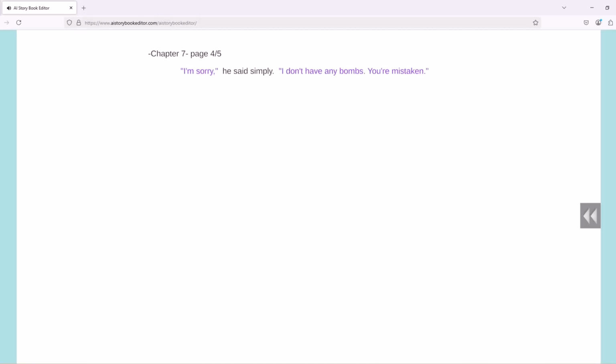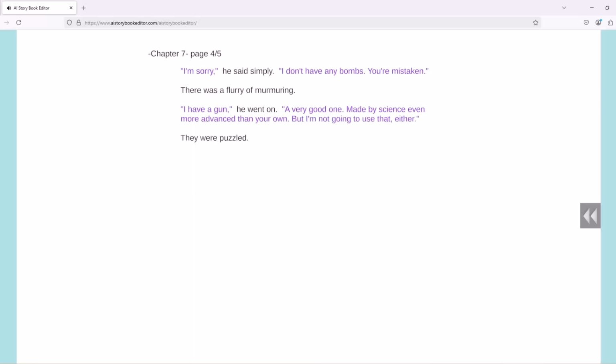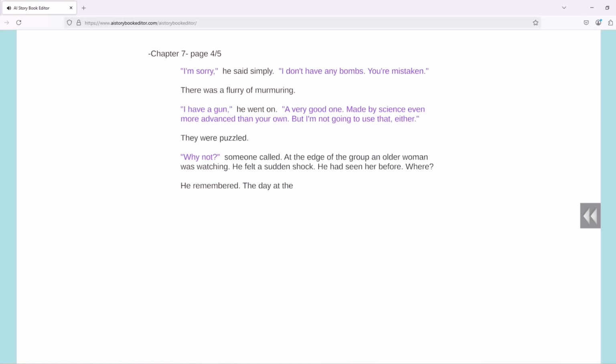"You're mistaken." There was a flurry of murmuring. "I have a gun," he went on. "A very good one. Made by science even more advanced than your own. But I'm not going to use that either." They were puzzled. "Why not?" someone called. At the edge of the group, an older woman was watching. He felt a sudden shock. He had seen her before. Where? He remembered. The day at the library. As he had turned the corner, he had seen her. She had noticed him and been astounded. At the time, he did not understand why.